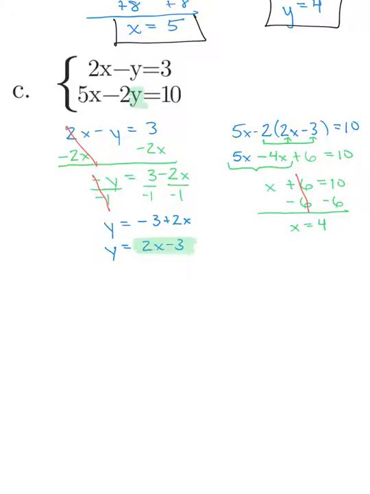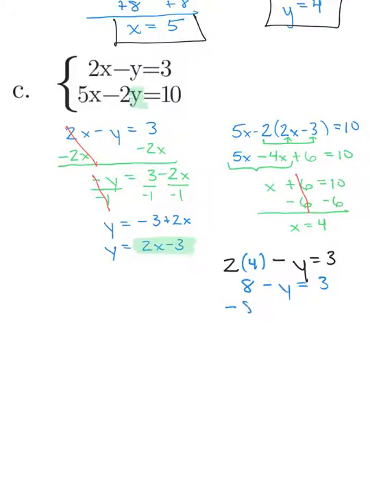So I'm going to take this and plug it back into an original equation. Again, it doesn't matter. For me, the easiest equation to work with is probably the top one. So if we plug this back into our original equation, we get 2 times 4 minus y equals 3. We can go ahead and multiply 2 times 4. We get 8 minus y equals 3.